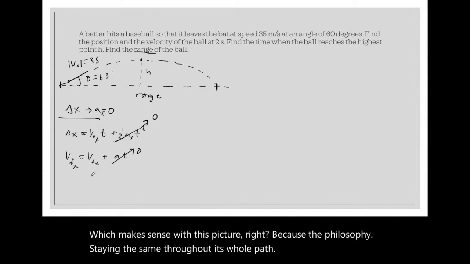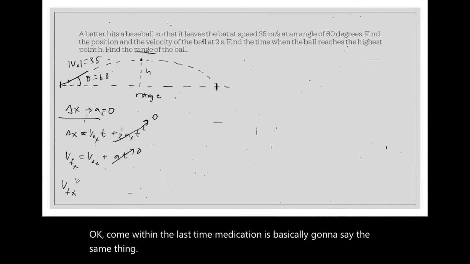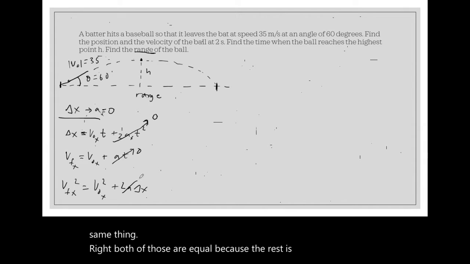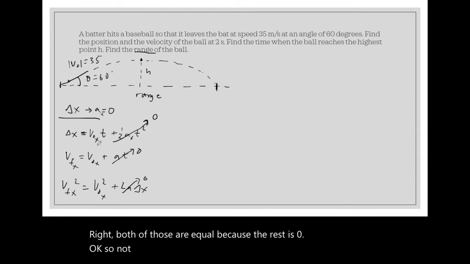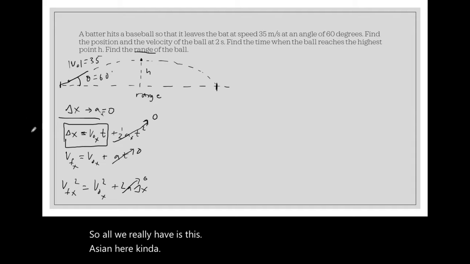Okay. And then the last kinematic equation is basically going to say the same thing. I'll just slightly write it out. Both of those are equal because the rest of this is 0. Okay. So not much going on here for the x direction. So all we really have is this equation here for the x direction.